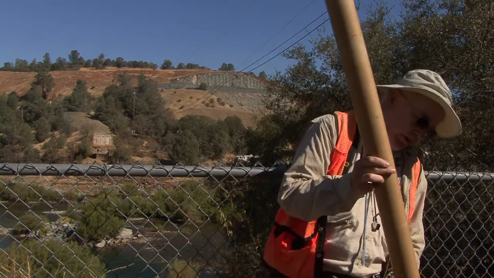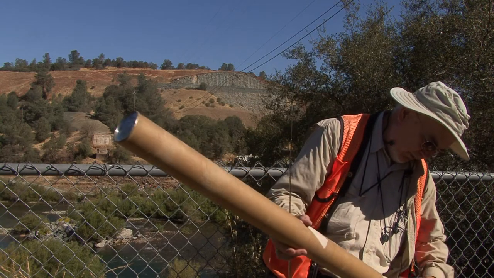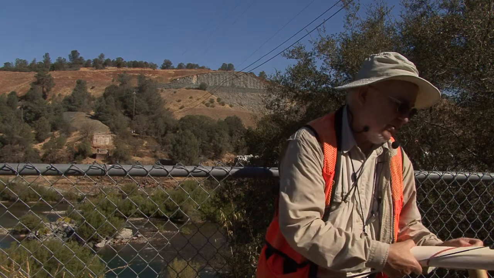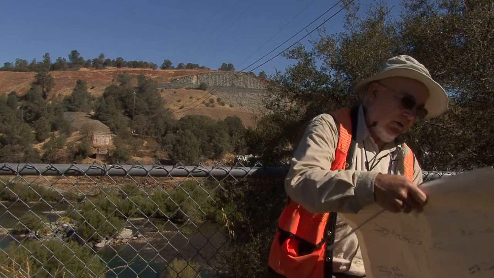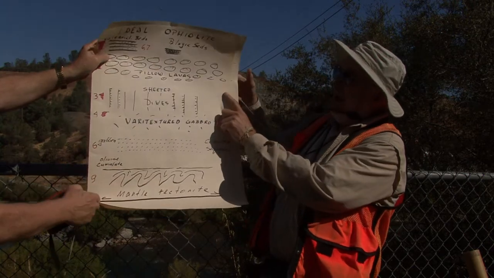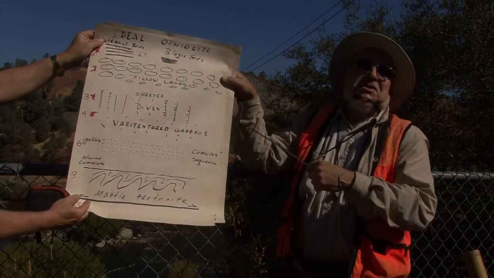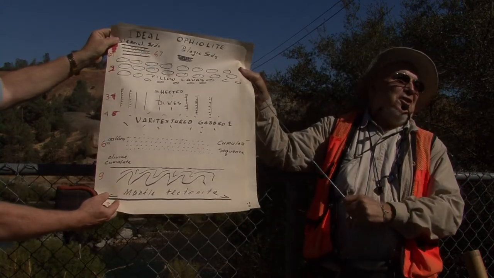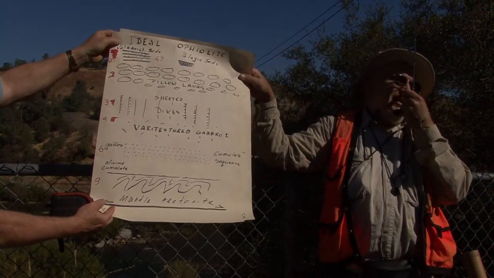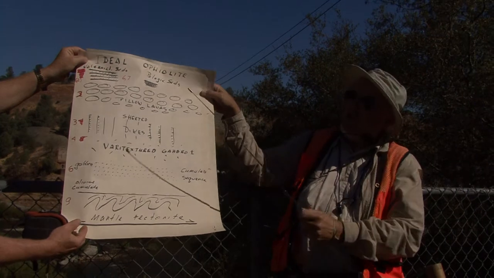Okay, so let's go to this. This is a hastily drawn cross section, if you will. Excuse the mistakes. It's a type or an ideal ophiolite sequence.